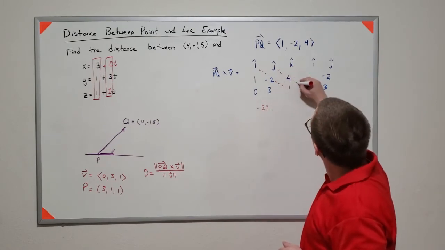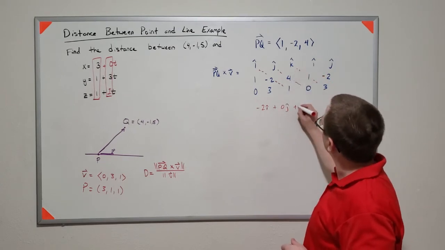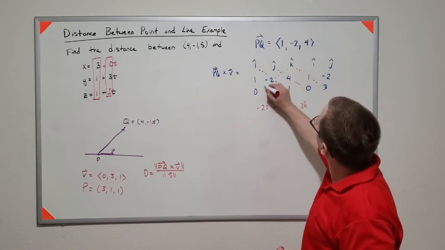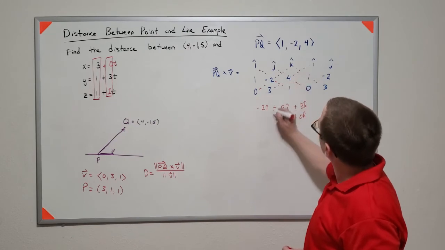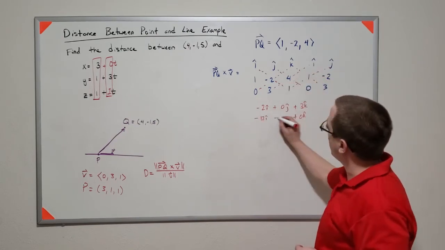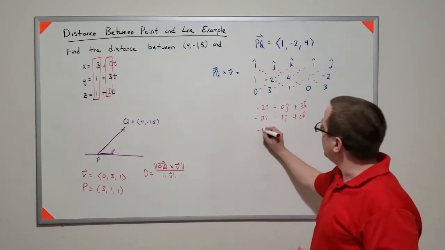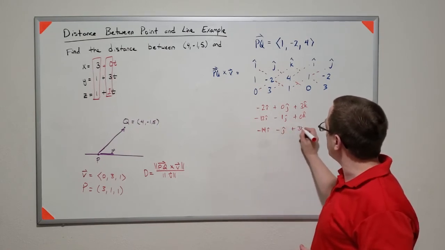-2I plus 0J plus 3K plus 0K minus 12I minus 1J. So that gives us -14I minus J plus 3K.